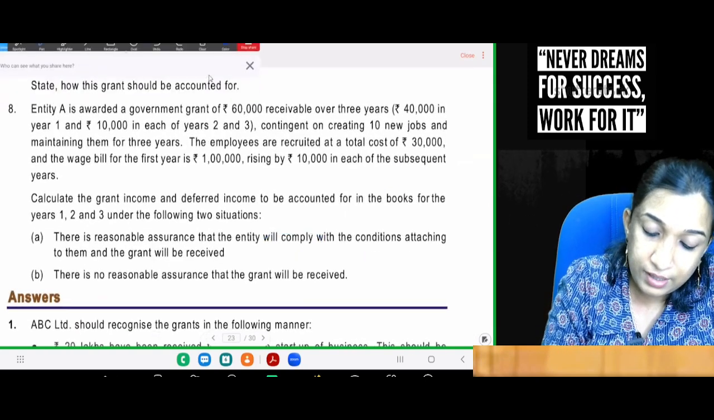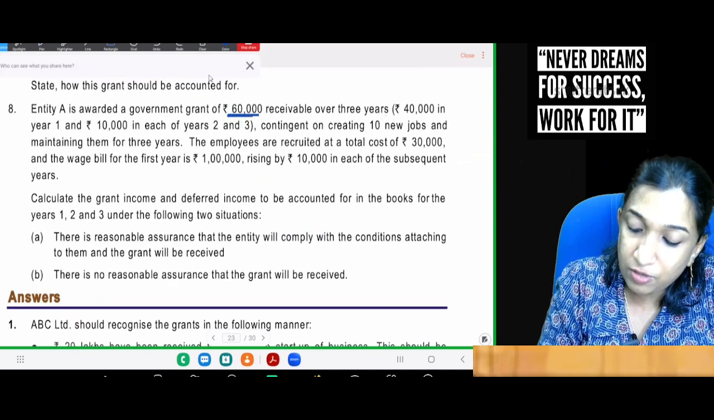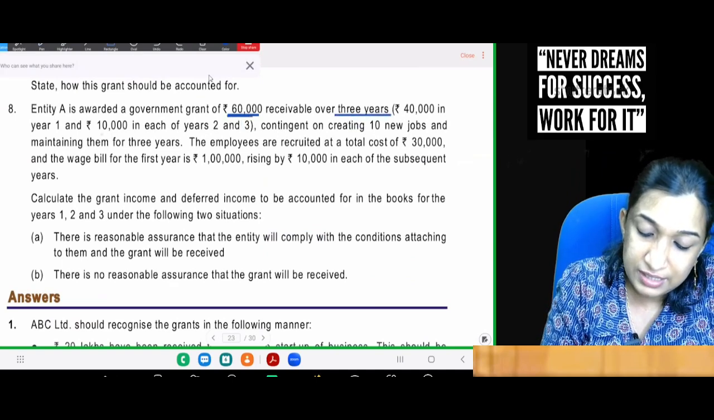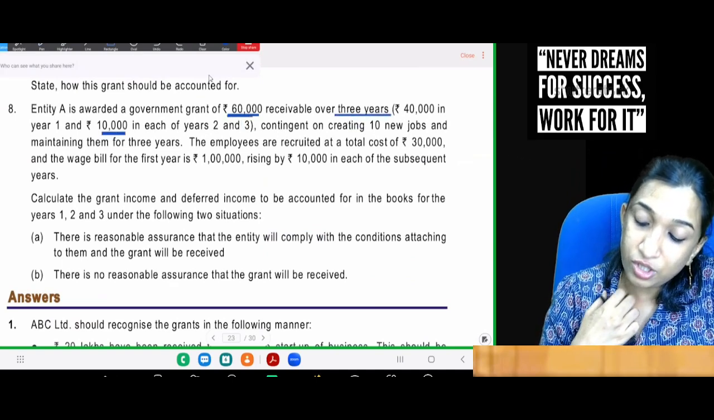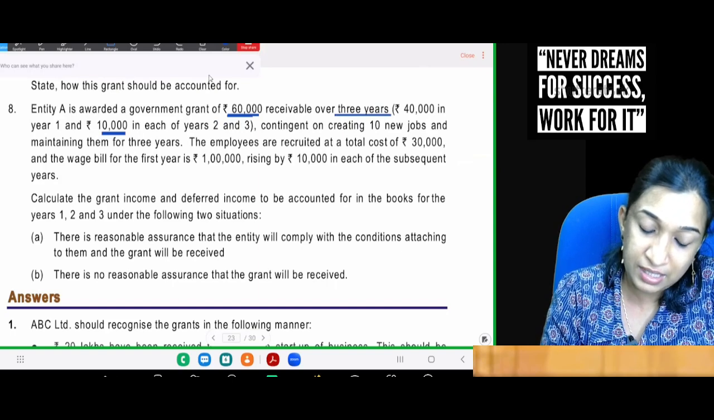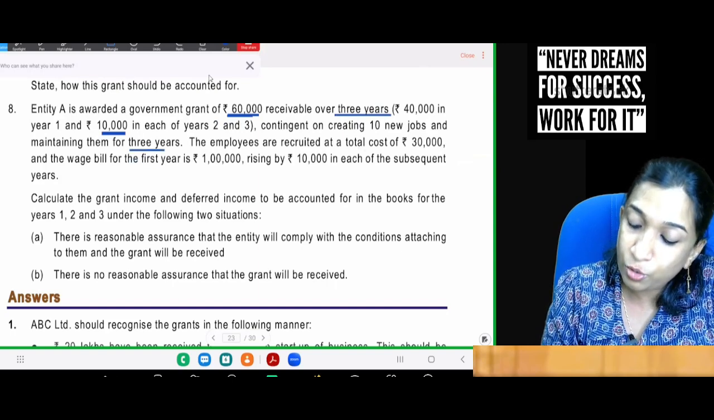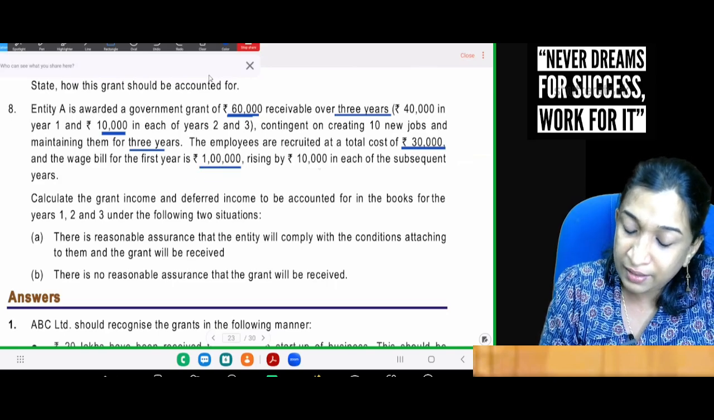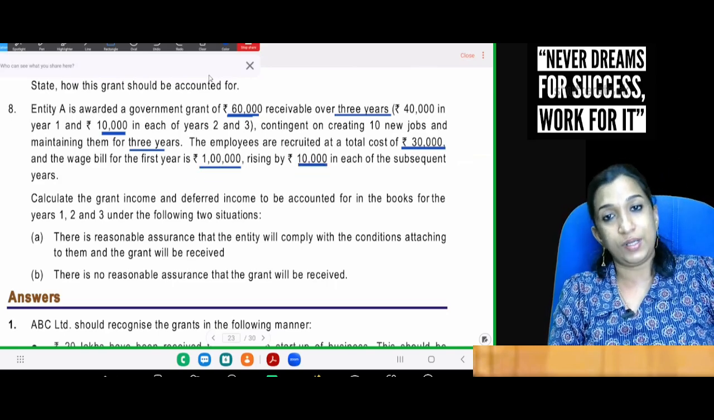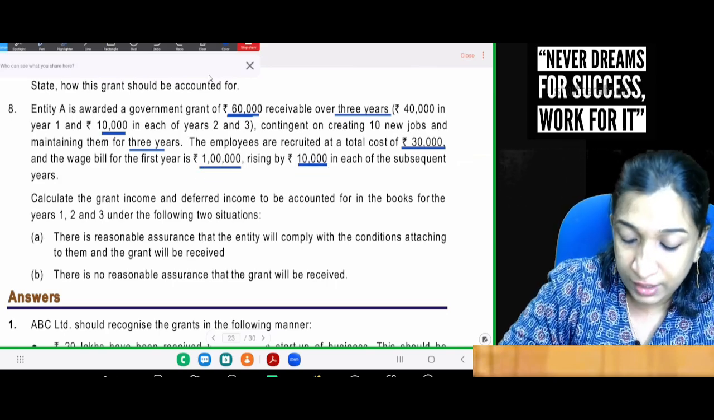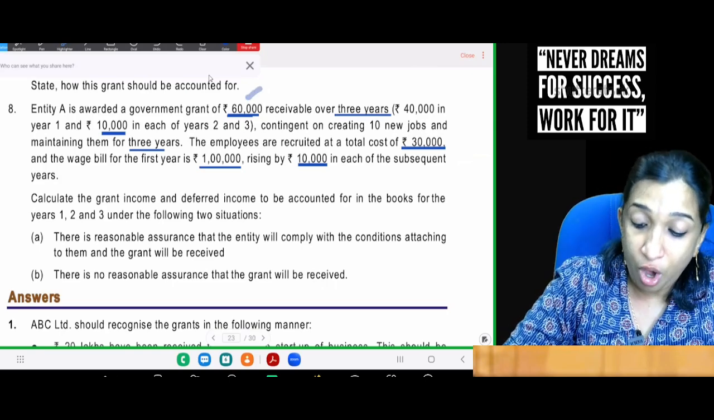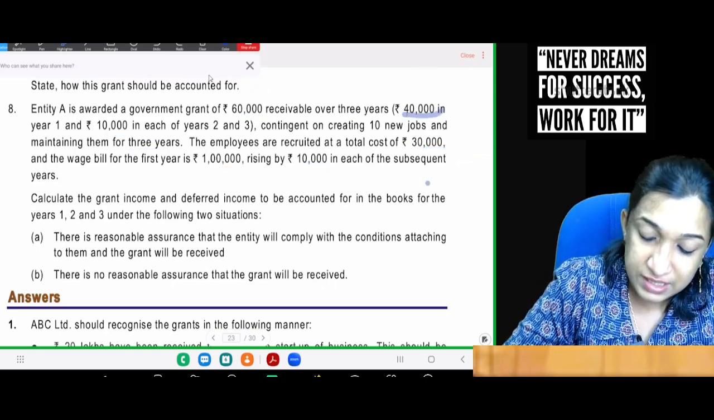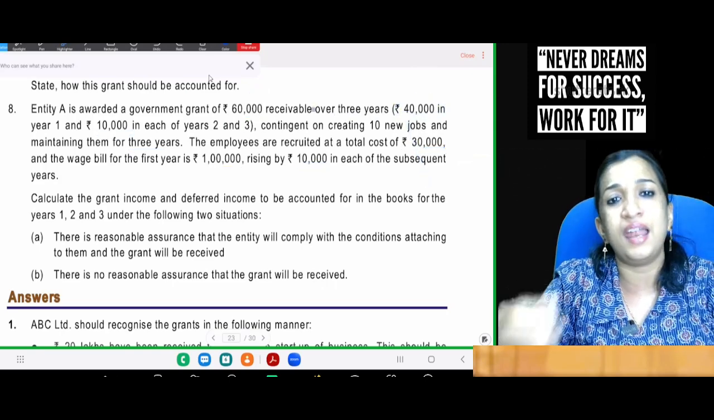Entity A is awarded a government grant of 60,000 receivable over 3 years, 40, 10 and 10, contingent on creating 10 new jobs and maintaining them for 3 years. The employees are recruited at a total cost of 30,000 and the wage bill is 1 lakh, rising by 10,000 in each subsequent year. Here what they are telling is, we got a government grant of 60,000, of which only 40,000 is received in the first year and 10,000 in the second and third year.